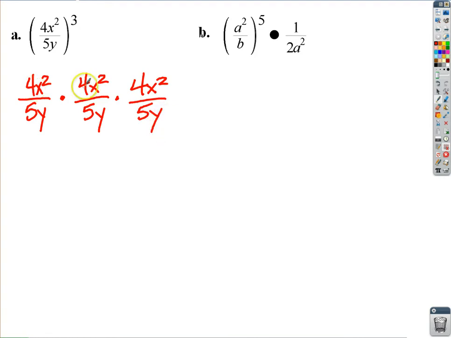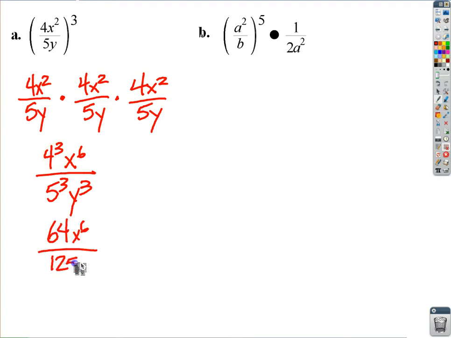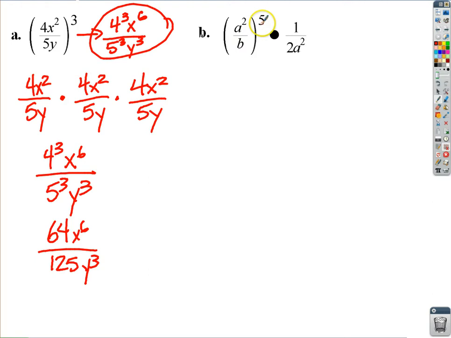And I'm going to get 4 times 4 times 4, which is 4 cubed, right? And then x to the 6th over 5 cubed y to the 3rd. And that's going to be, well, 4 cubed is 64 x to the 6th, and 5 cubed is 125 y to the 3rd, okay? And what I could have done to begin with is I could have just said 4 cubed x squared cubed, which is to the 6th, over 5 cubed y cubed. Right? Same answer.